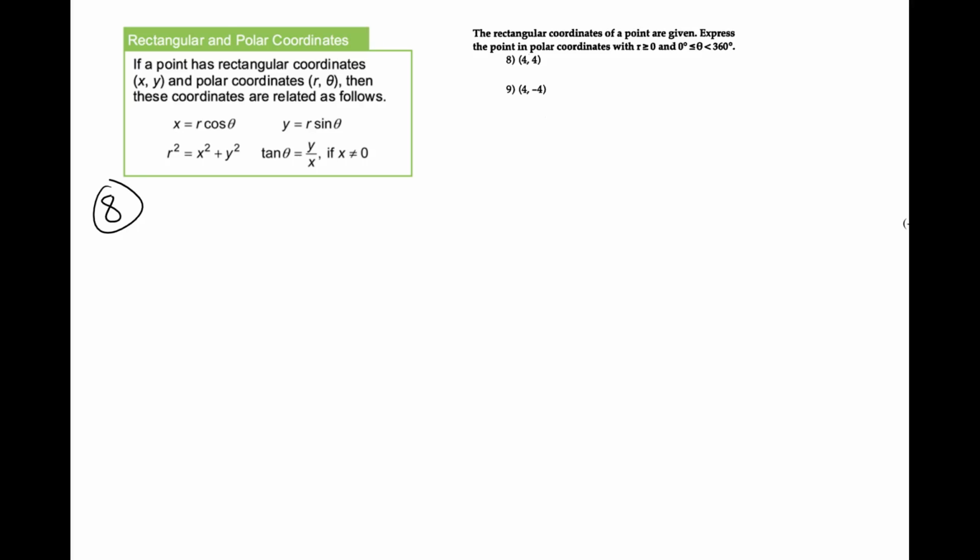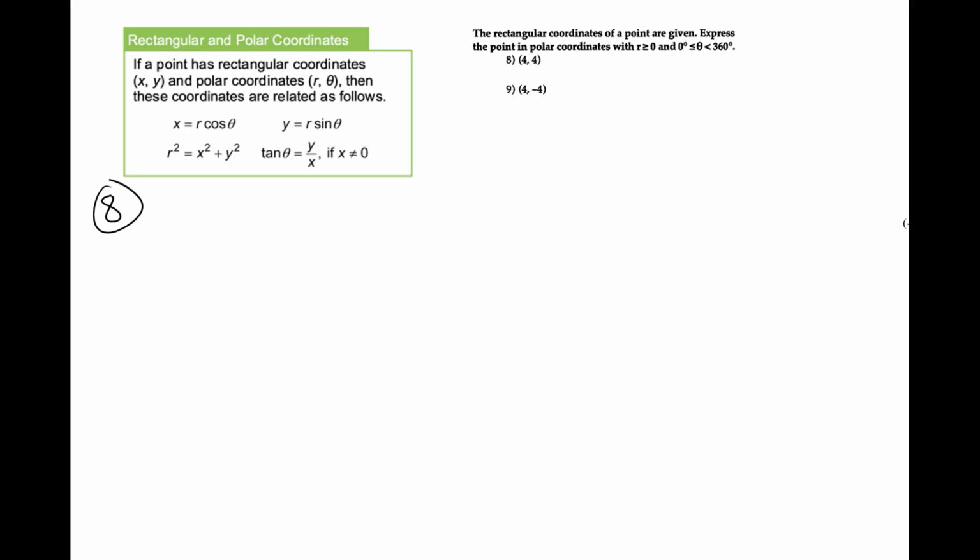Okay, we're going to take a look at another couple of examples, and in this case we're given rectangular coordinates and we want to express them in polar form, polar coordinates. In other words, we want an r and we want a theta, and we're given some information that says r is positive and theta, stick with something between 0 and 360 degrees. So okay, we can do that.